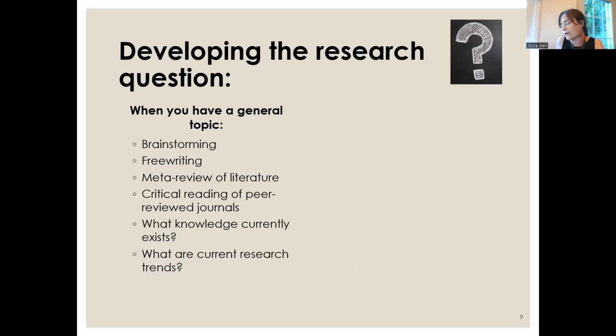So these are ways you can do it, right? Brainstorm. I'm a big free writer. Free writing, I think, is underrated. Just write down stuff. If you journal, if you scribble, write down any words that come to you.